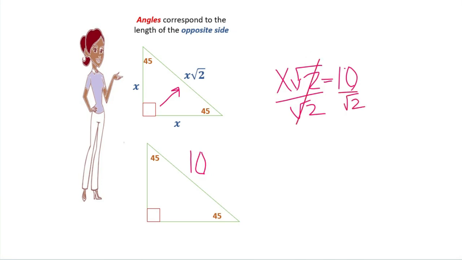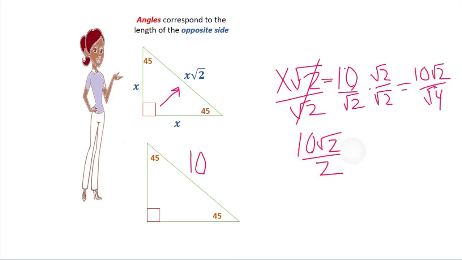This is going to cancel, and we can't have a square root in our denominator. So we multiply by square root of 2 over square root of 2. So that's going to give us 10 square root 2 over the square root of 4, which we know is the same thing as 2. So we're going to write down here, we have 10 square root 2 over 2, and we can simplify that. This would be 5 square root 2, and just as a reminder, that is our x value.